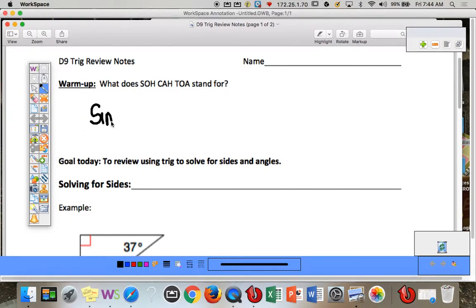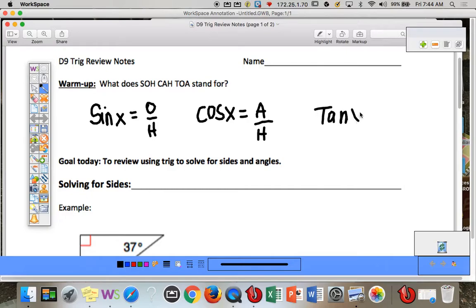So we have sine of an angle equals opposite over hypotenuse. Cosine of an angle equals the adjacent side over the hypotenuse. And tangent of an angle equals opposite over adjacent.